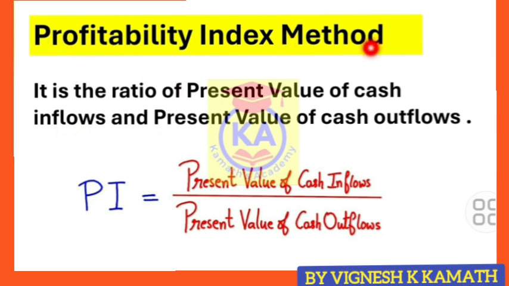Profitability index method. Let's see the meaning of it. It is the ratio of present value of cash inflows and present value of cash outflows. PI, the profitability index, is equal to present value of cash inflows divided by present value of cash outflows.